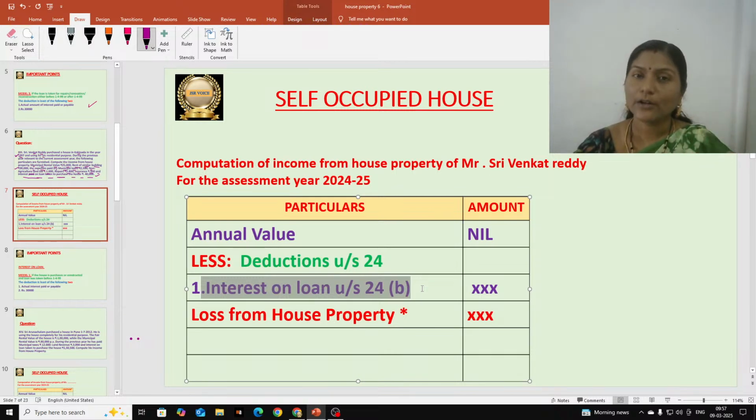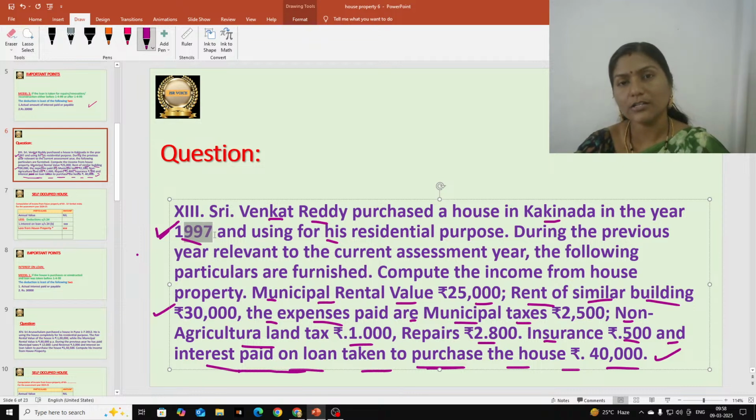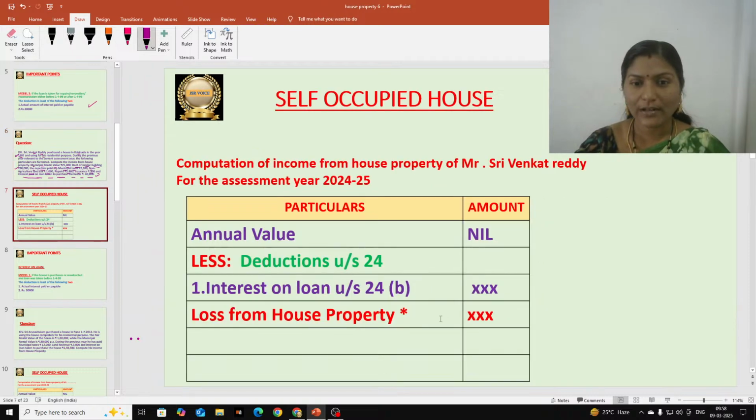But which model are we going to select? If the loan is taken before 1-4-99, we will select model 1. If the loan is taken after 1-4-99, we will select model 2, students. Now in this problem we came to know that the loan was taken in the year 1997, because the house was purchased during 1997, so the loan also was taken in that period. It is before 1-4-99, so we should select model 1 to give the deduction. That is what I just discussed. So we will calculate that now.